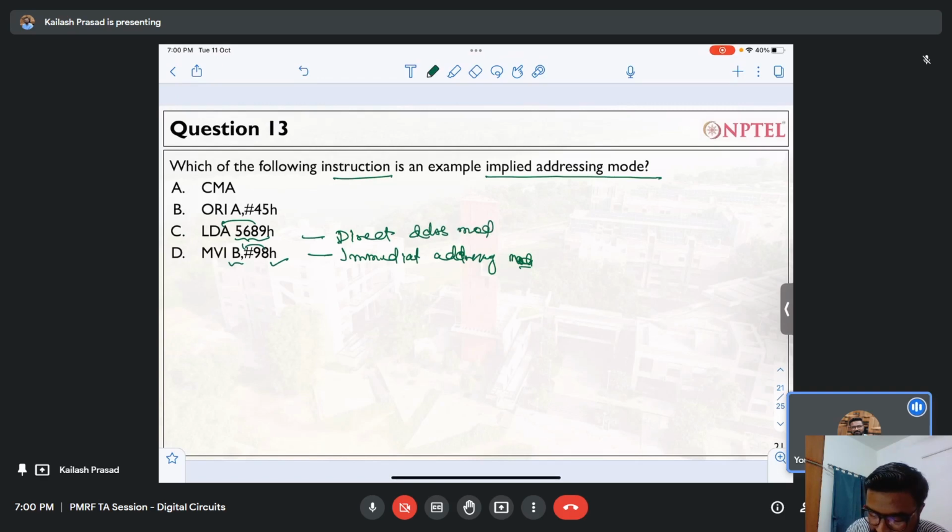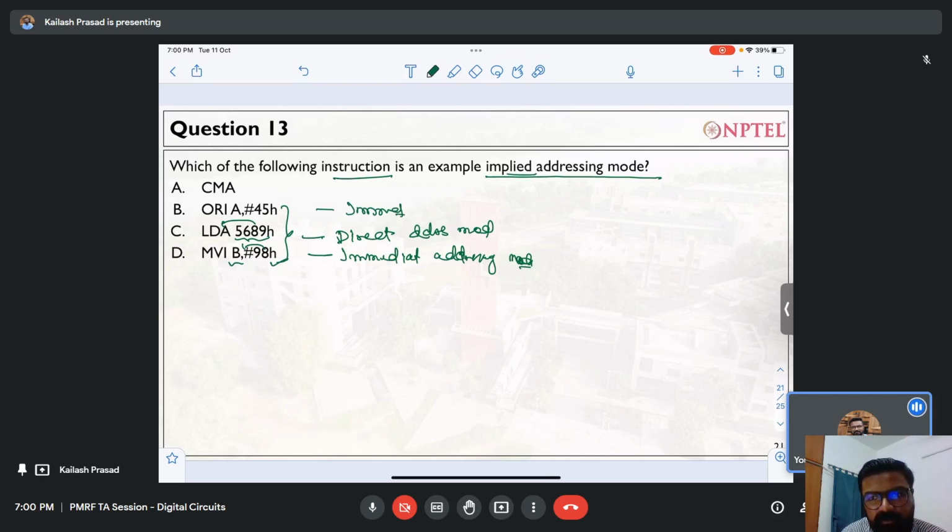Okay, this is also very same to MVI. Okay, or I A2 has 45H. So if you see this instruction, right? This instruction is also an immediate one. Implied addressing mode means there is no address which is explicitly specified.